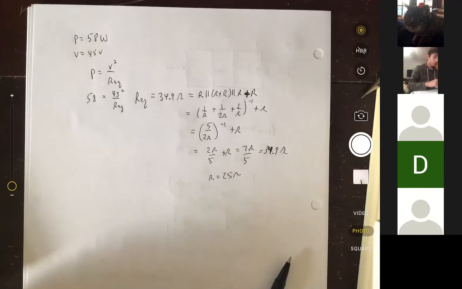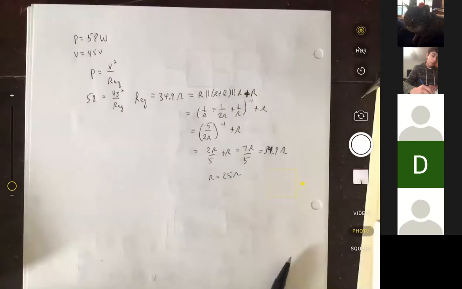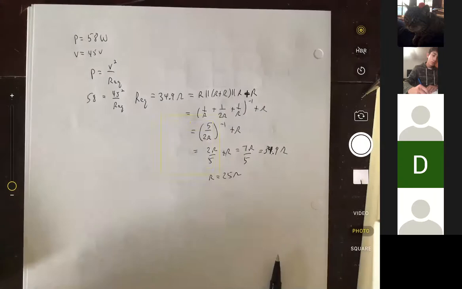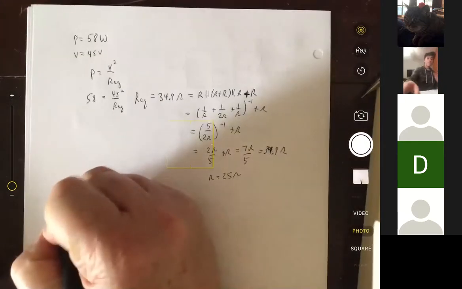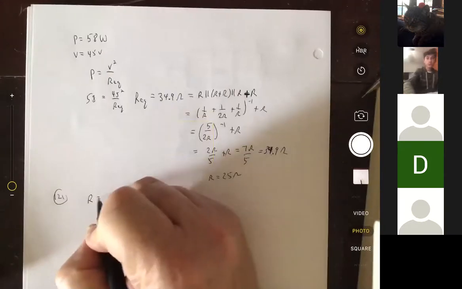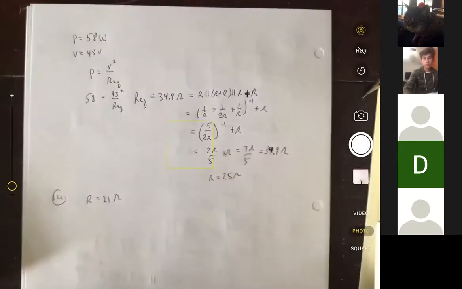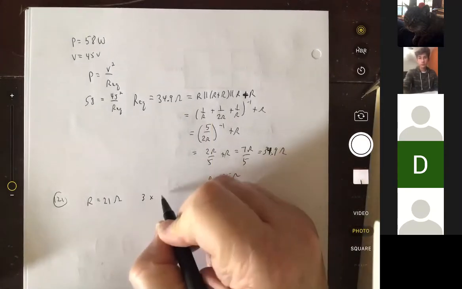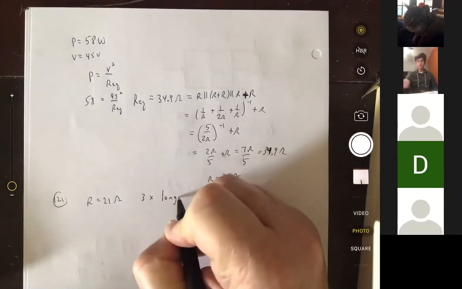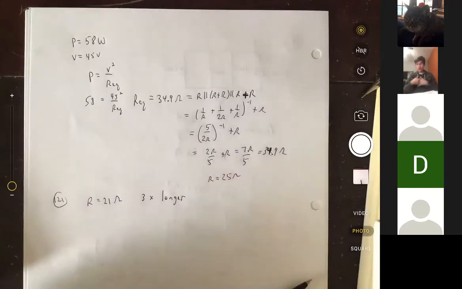So a wire has a resistance of 21 ohms. It is melted down, and from the same volume of metal, a new wire is made that's 3 times longer than the original wire. What is the resistance of the new wire? Okay, great. So I've got a wire whose resistance is 21 ohms, and then they make it 3 times longer. But they don't change the volume at all.